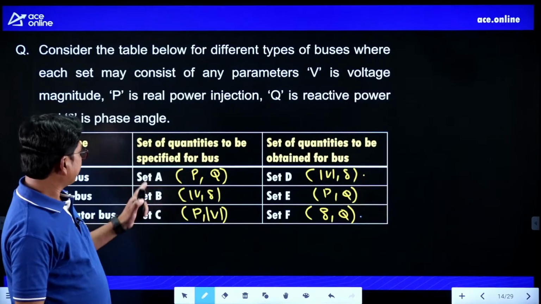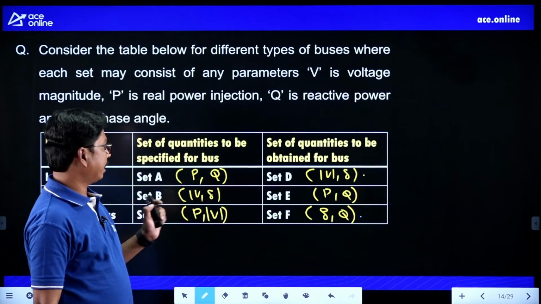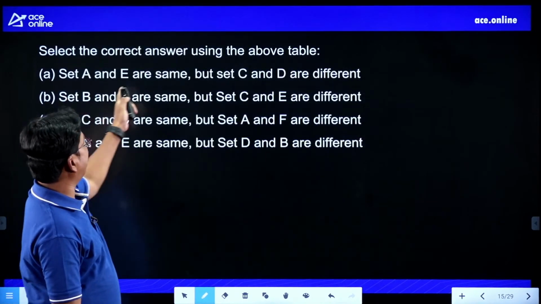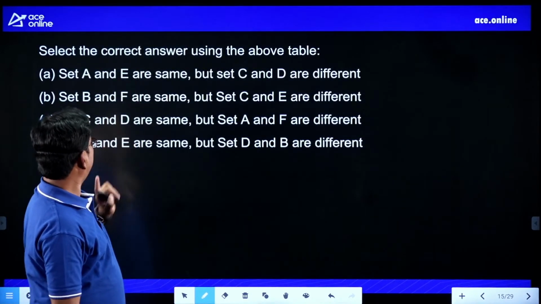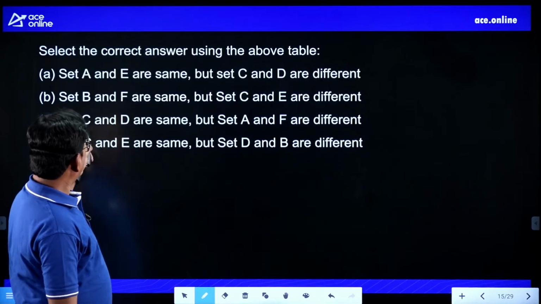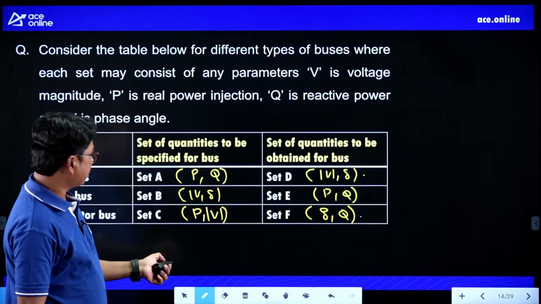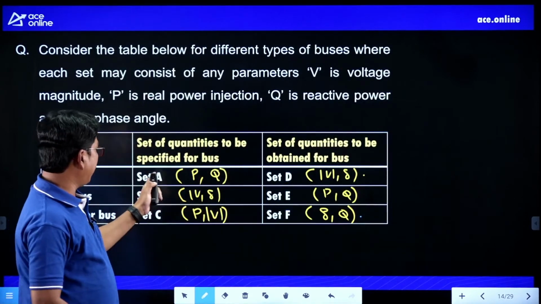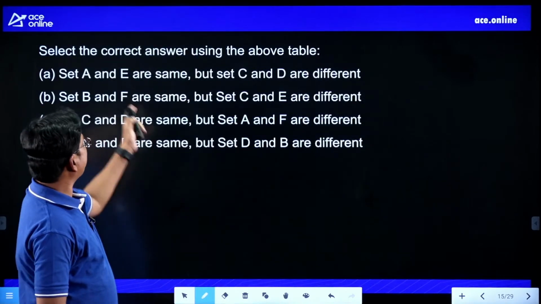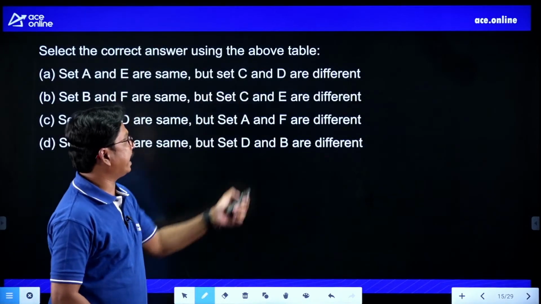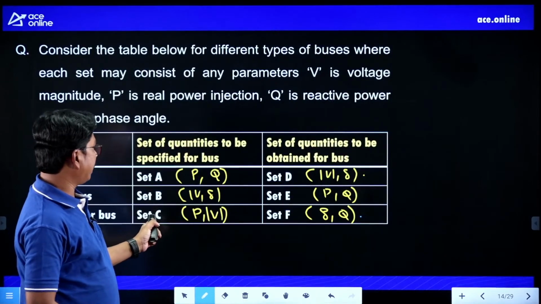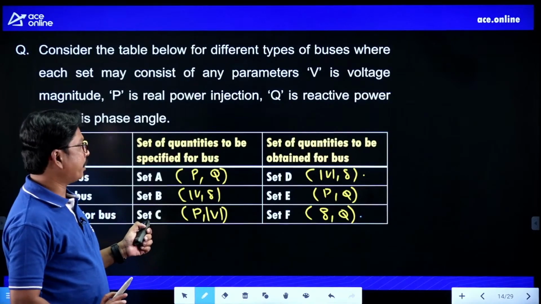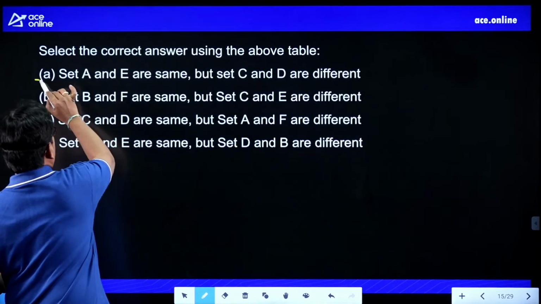You can say A and E are the same. Do you have any option like that? A and E are the same. And what about C and D? C and D are not the same, they are different. So we can go for option A.